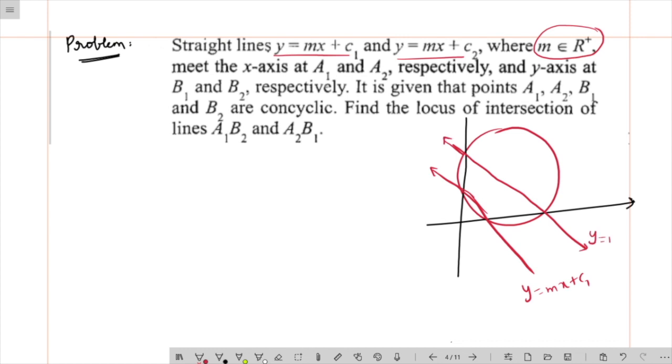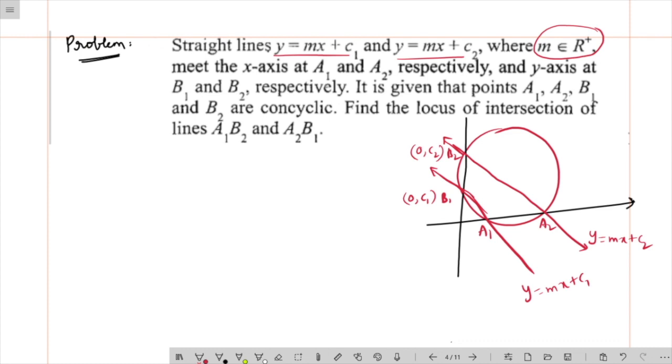So let me take this as the line y = mx + c2, which cuts the x-axis at two points A1 and A2. Mark this as A1 and this as A2, and the y-axis at points B1 and B2. Since y = mx + c is the slope intercept form, we get the point (0, c1), where c1 is the y-intercept, and c2 is the y-intercept for the second line. So B2 is the point (0, c2).